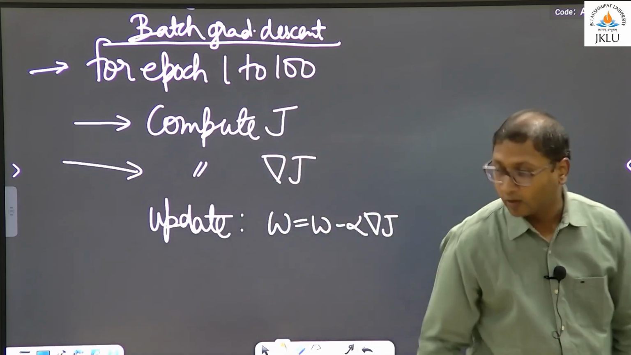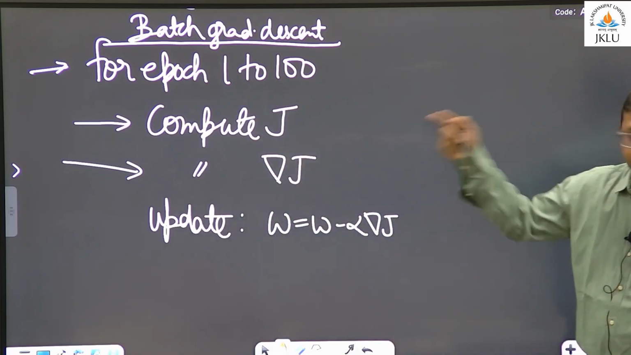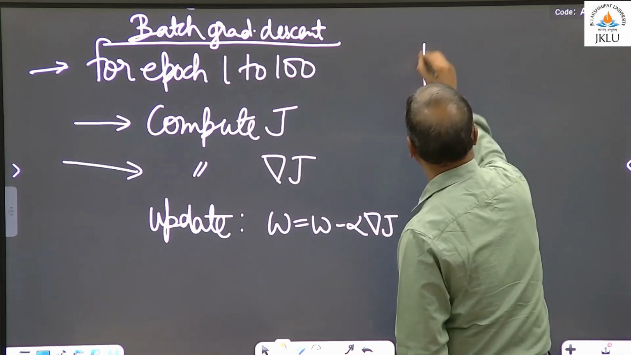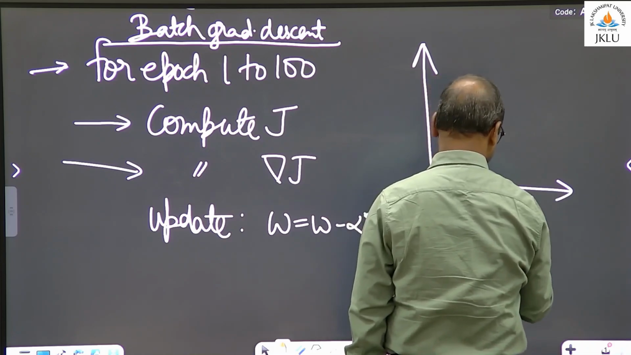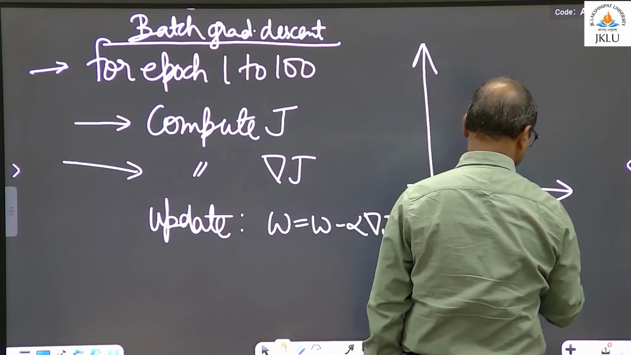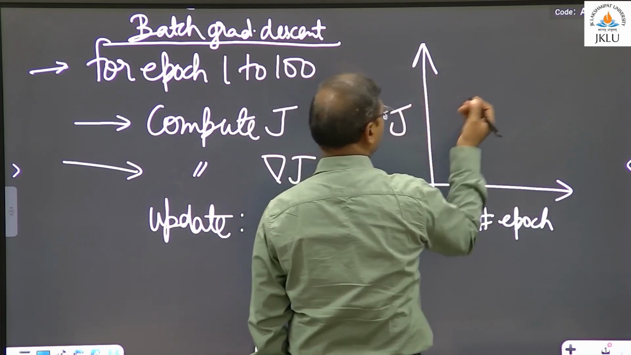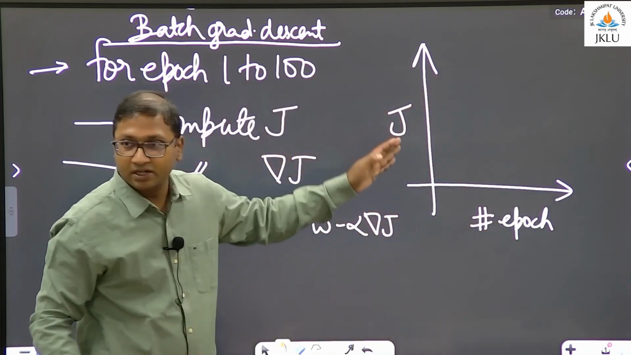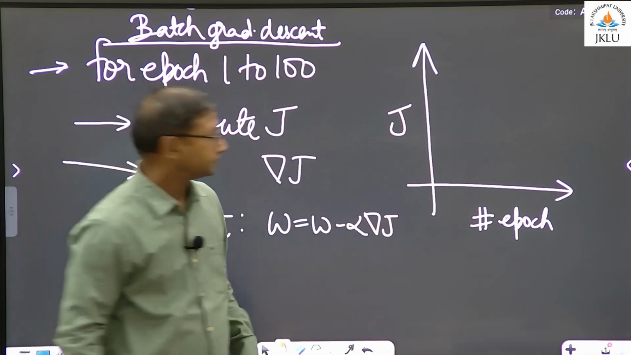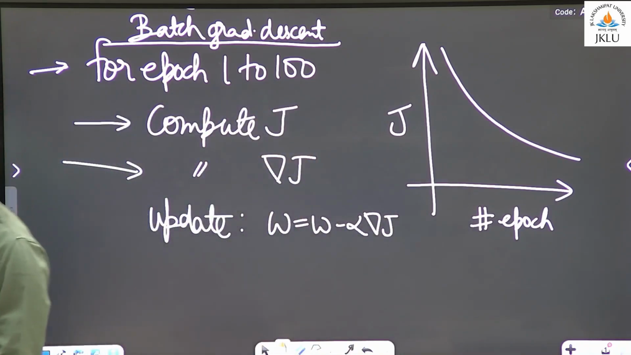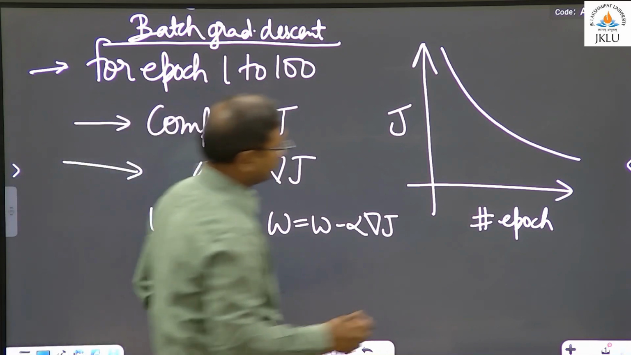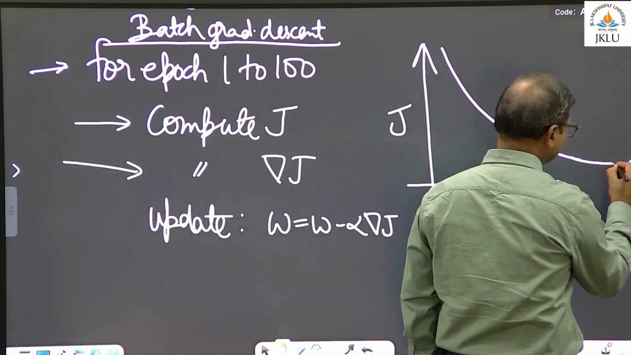Okay. Now if you have this algorithm running, how will this curve look? This is J. How do I want this curve to look? Something like this. This is what I want, right? In fact, ideally not just this, I want this to become flat.